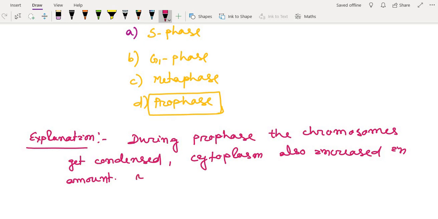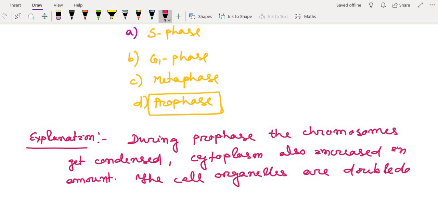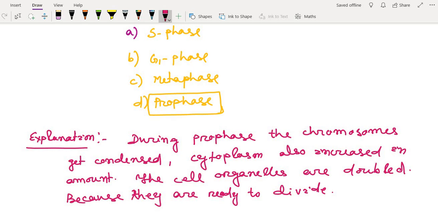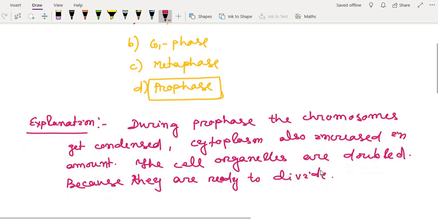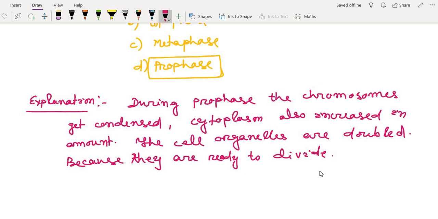The cell organelles are doubled because they are ready to divide. So for the division of cells, every cellular organelle must be doubled in number, and this already happened from the interphase of the cell cycle, and it occurred in the synthetic phase or S phase.